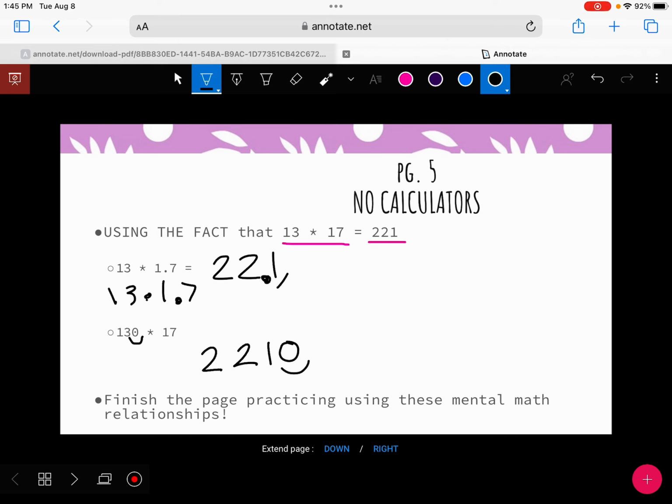So how'd you get that? So our 13 became 130, so we times it by 10. So we can take this 221 and times it by 10, or scooch the decimal place over 1 with a 0. Oh, okay. Mm-hmm. Yeah.